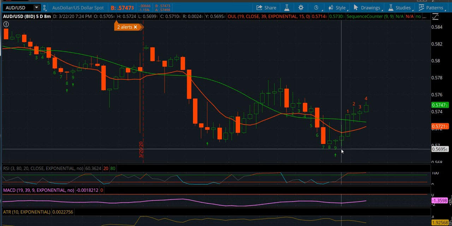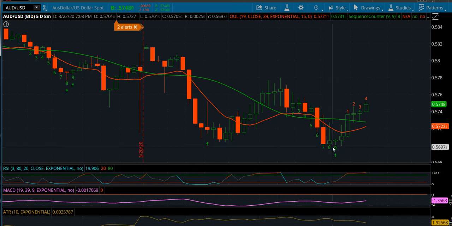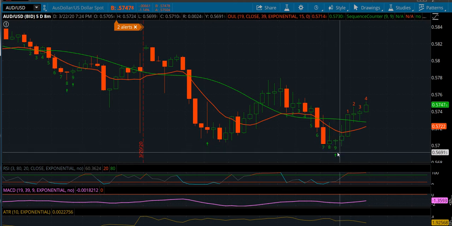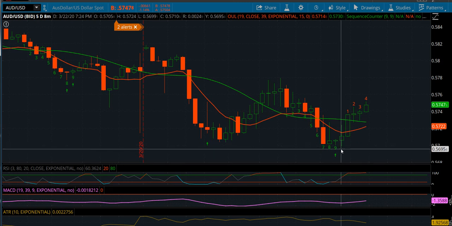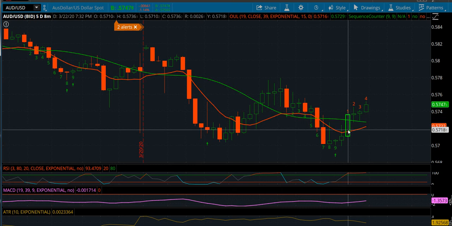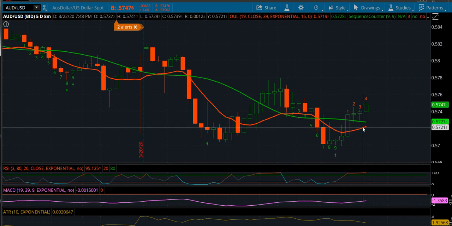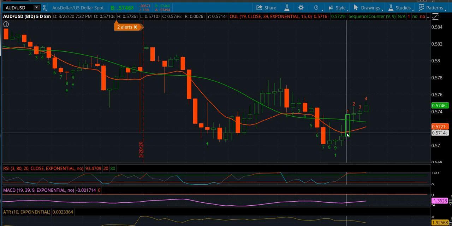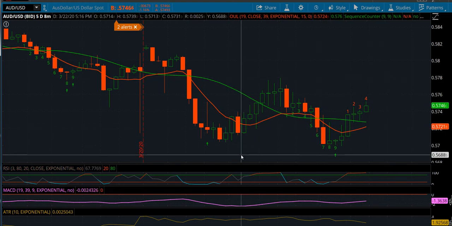Now, what I do is bars 8, 9, or 10, or in this case, the low was on the 10 bar. What I do is I wait for price to close above this red line, the OUL. If you're using this charting system, let me know so I can get the OUL to you because you absolutely want it. It's one of the best studies you could ever have.